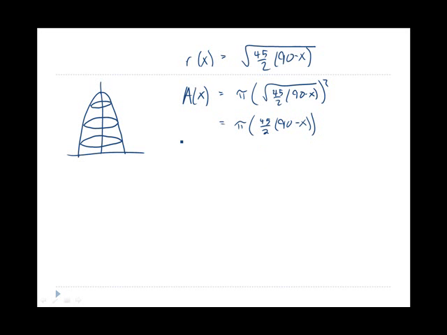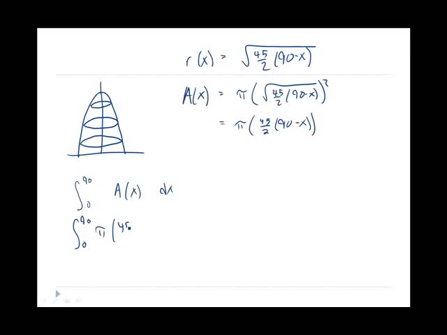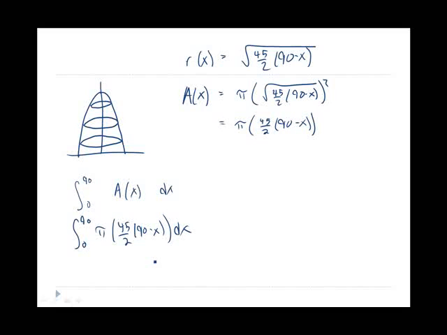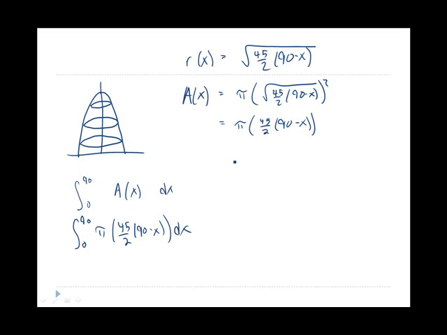Alright, and then when I find the entire volume, I'm going to sum all of those slices from 0 to 90, so I'm going to have the integral from 0 to 90 of my area function, right? And that's going to become the integral from 0 to 90 of pi times 45 over 2 times 90 minus x dx. Alright, and if you don't need to do this by hand, you can just go ahead and stop there, put that into your calculator, and simplify it. I'll go ahead and work it out by hand for you.